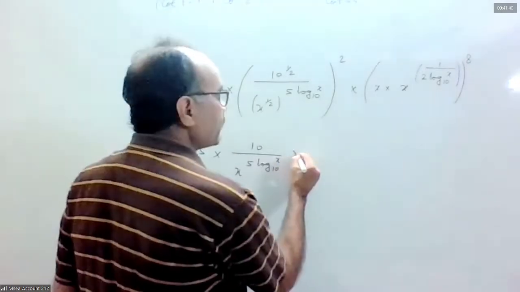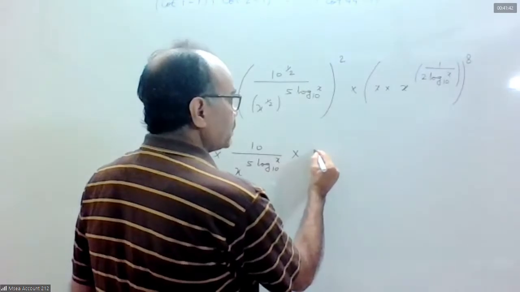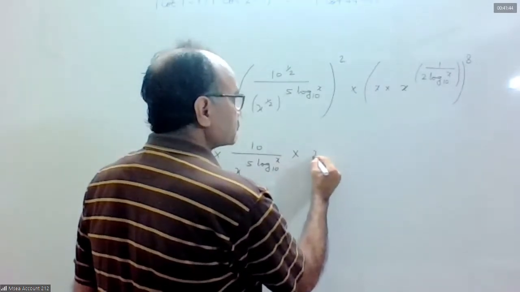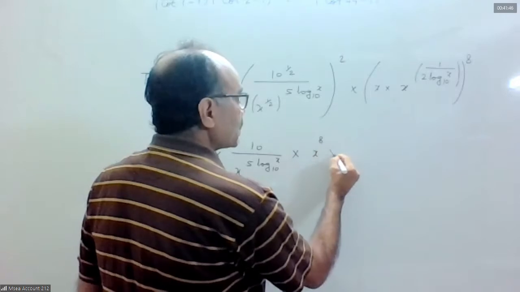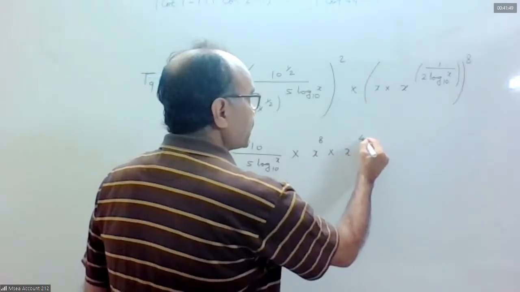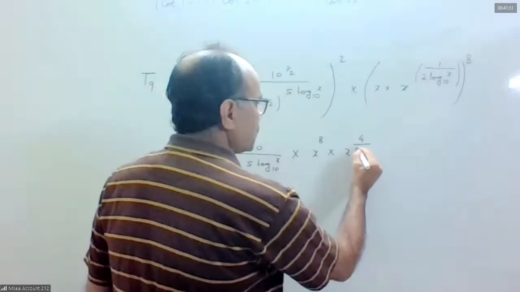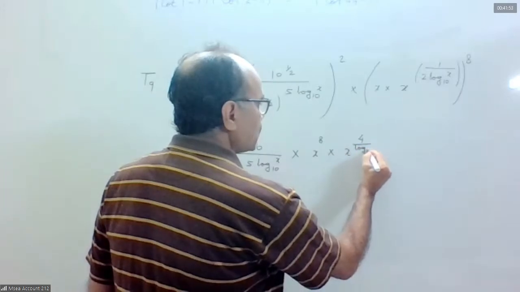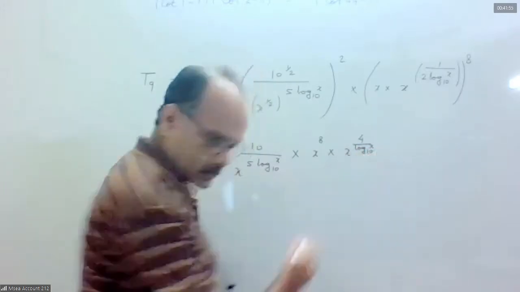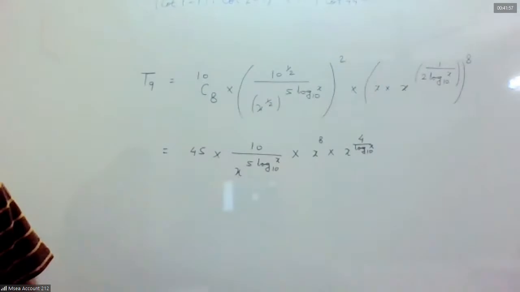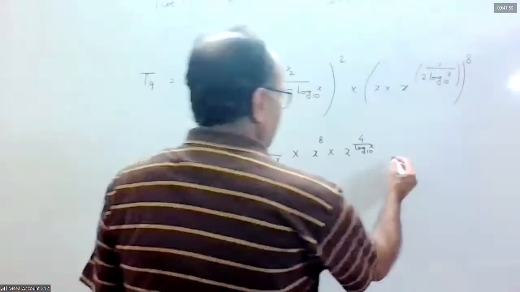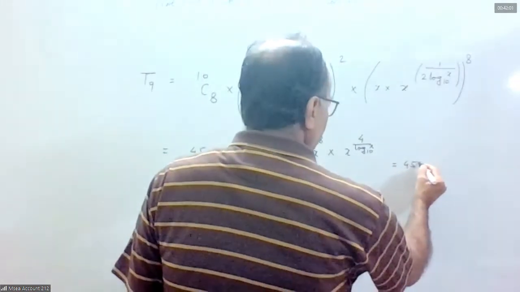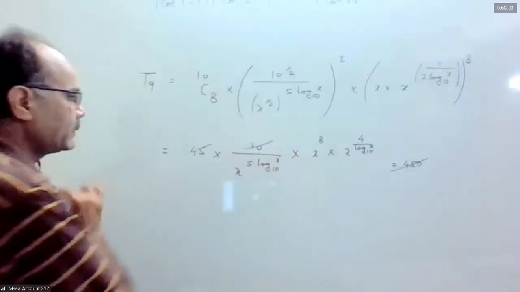Into x to the power 8, into x to the power 4 by log x base 10. This value is given or what? Equal to 450, sir. Equal to 450 is given. 450. So this whole thing will get cancelled.